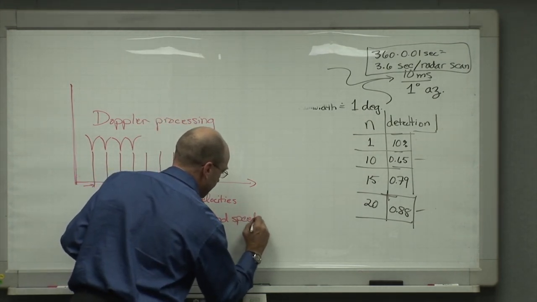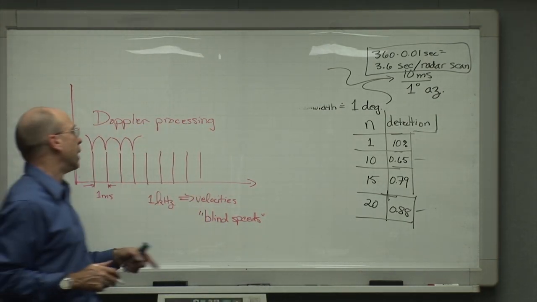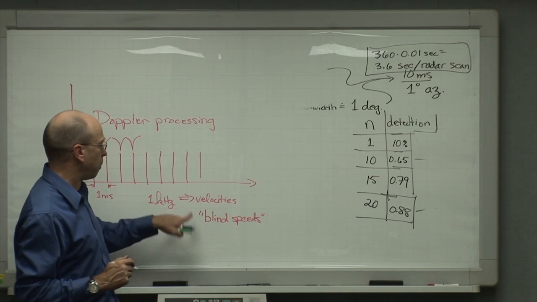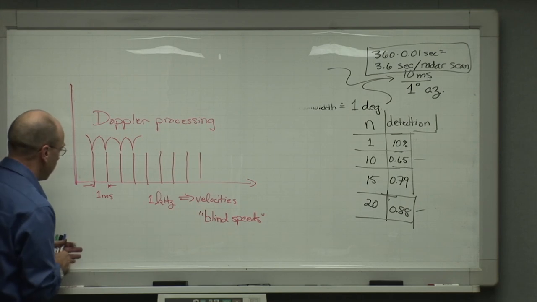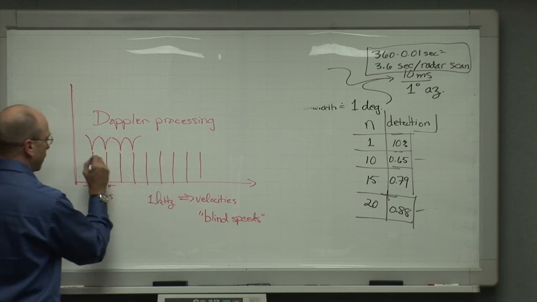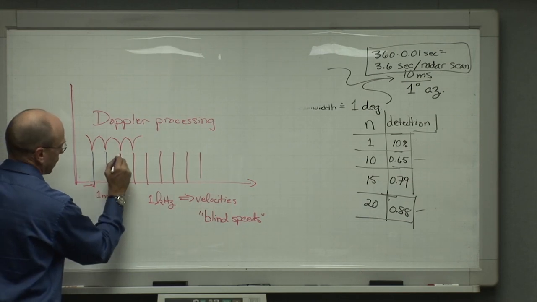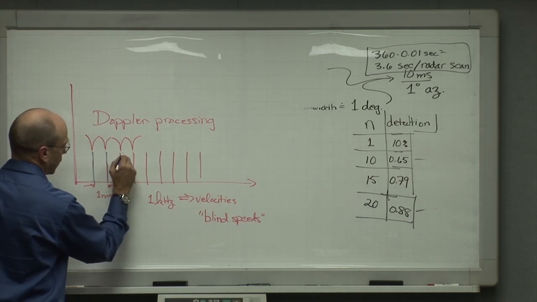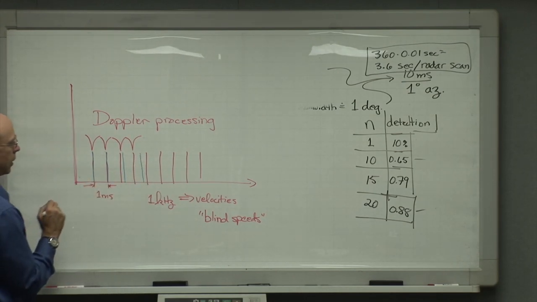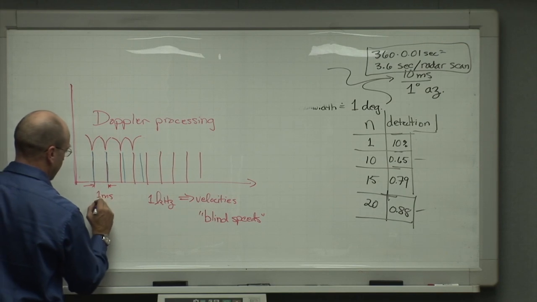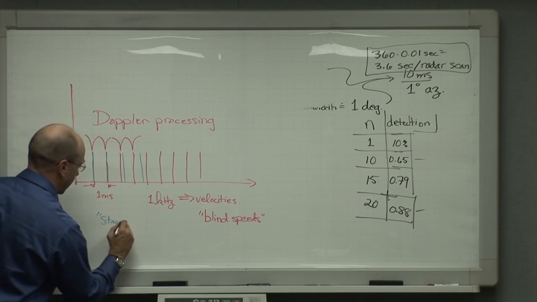This means that targets at certain magical speeds are going to disappear, and they'll be integral multiples of each other. So in order to eliminate the blind speed problem in a radar that's doing Doppler processing, instead of putting out pulses at a fixed interval, they put out pulses with an interval which changes from pulse to pulse, and I'll draw it like this. We'll make the next pulse a little out from that, and the next pulse a little out from that, and this set of pulses is now referred to as staggered.